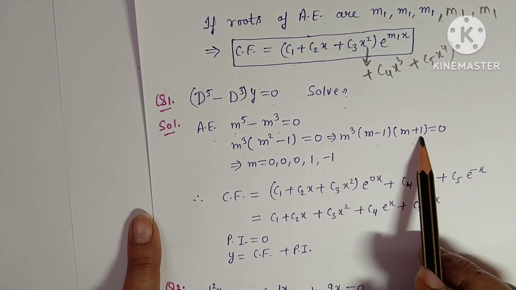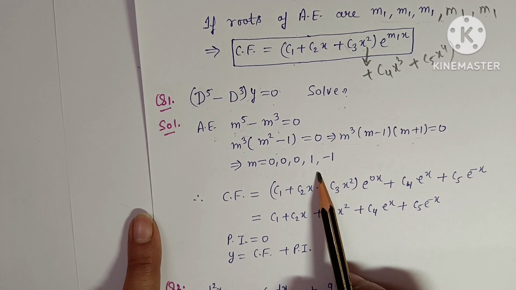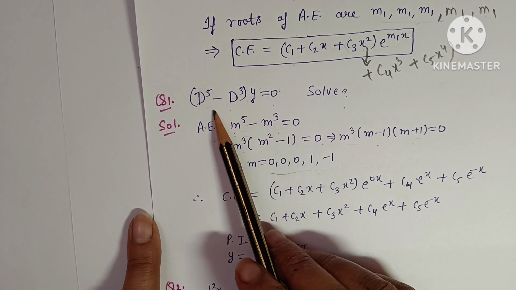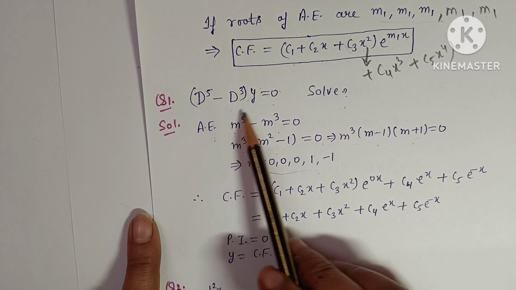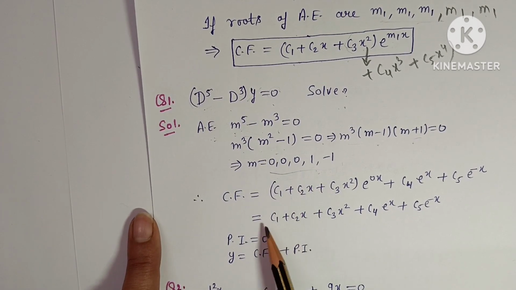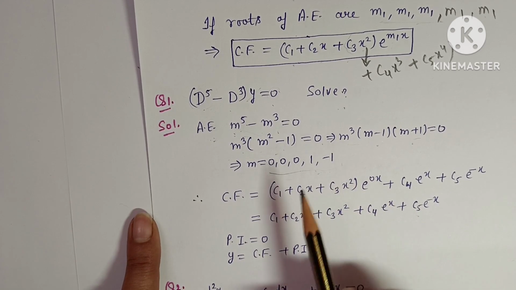After solving this you have 5 roots. Keep in mind that the number of roots of the auxiliary equation will be equal to the order of the differential equation. It is a 5th order differential equation, so you have 5 roots. So you will have 5 constants in CF. This counting will be the same.